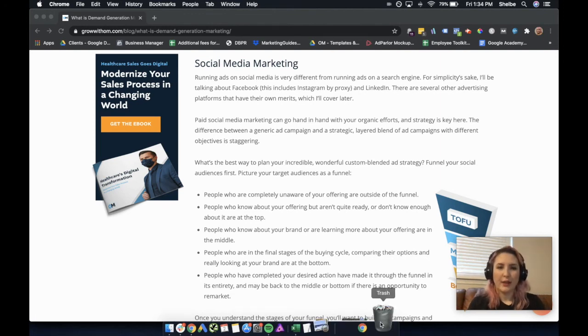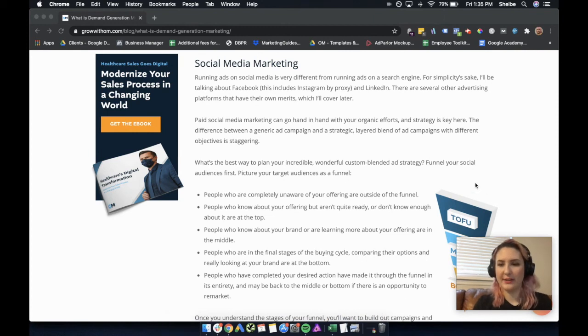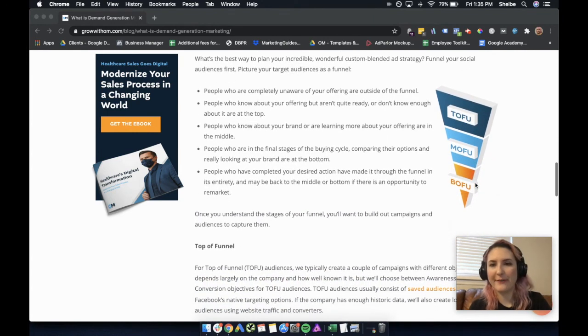So to create the best ad strategy for your company, you want to look at your target audience and just funnel it. So if you don't know what a sales funnel or marketing funnel is, basically, I'll actually scroll down here because my picture is covering our beautiful graphic. So you have the funnel, you have people at the top, people in the middle, people in the bottom. People who are completely unaware of your offering, might not even know there's a problem, or maybe they're just completely outside of your target market. They live outside of the funnel.